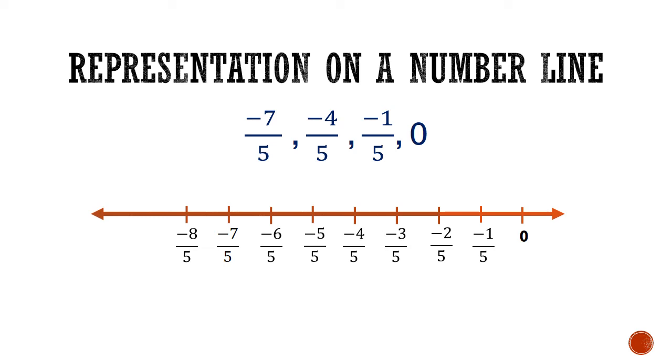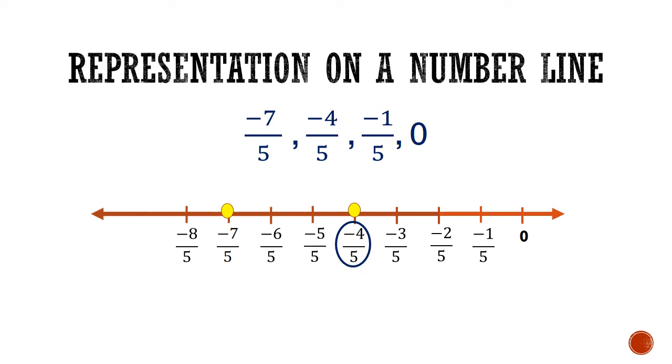Now you see, we will mark the numbers given in the question on the number line. So minus 7 by 5 is the first one. You mark that on the number line. Then what is the next one? Minus 4 by 5. Take minus 4 by 5. Where is it? Yes, it's there. Again, mark on the top.